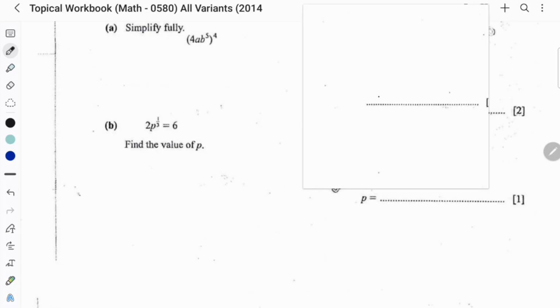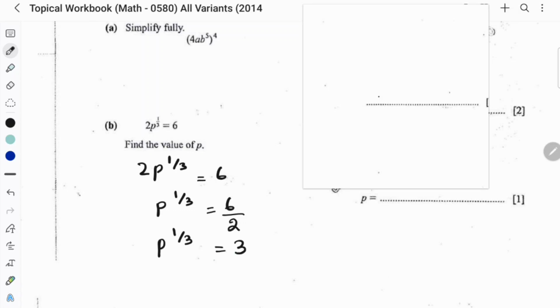Alright, this is the solution of the equation 2p. I'm doing part B because the upper part is very easy. Now look in front. This is p. 2p to the power 1 over 3 equals 6. P to the power 1 over 3 is equal to 6 over 2, which is 3.